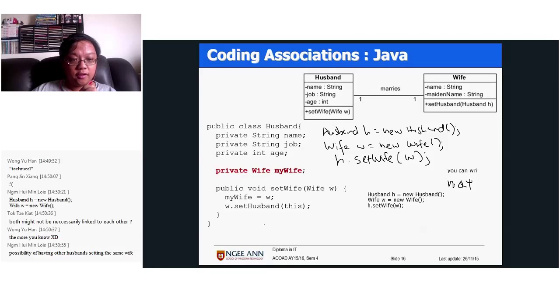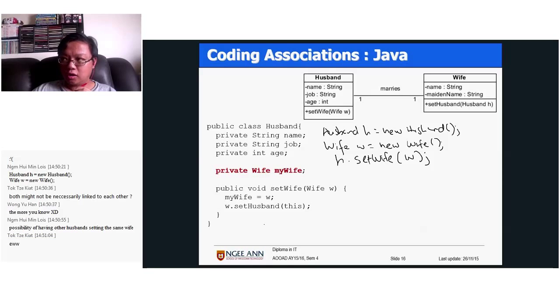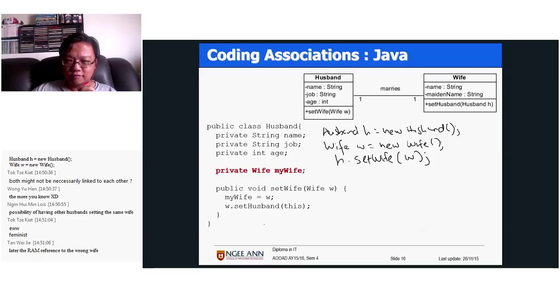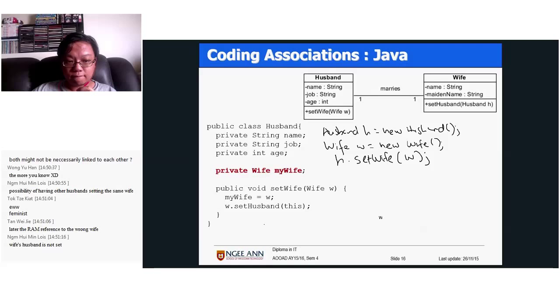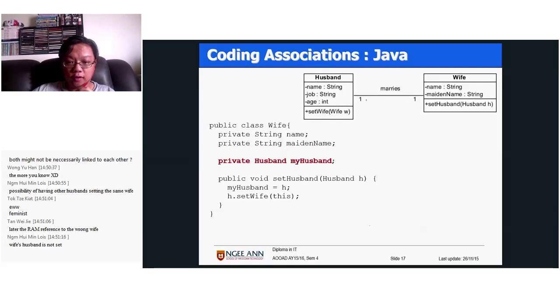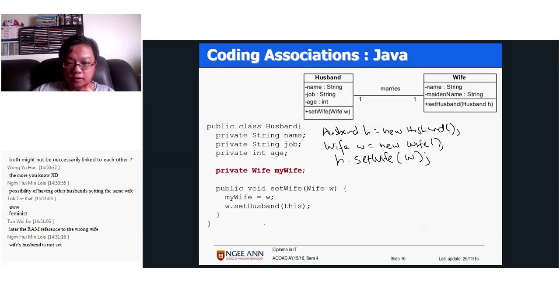The possibility of other husbands setting the same wife? Maybe. But there's a more serious issue than this. Wife's husband is not set. Well, in this case, the wife's husband is set, because if you take a look at this, when I do a setWife, I will also set the wife's husband. W dot setHusband this.